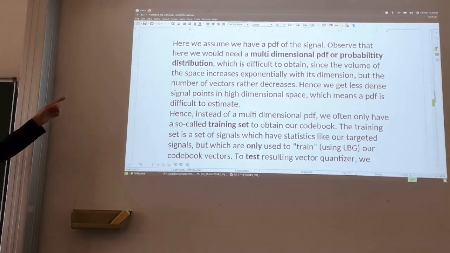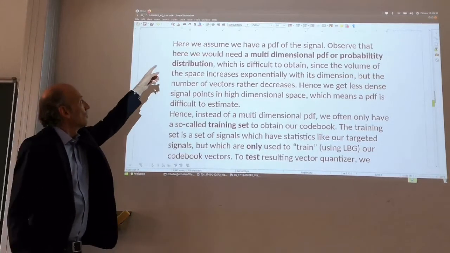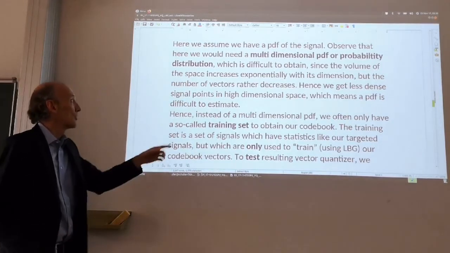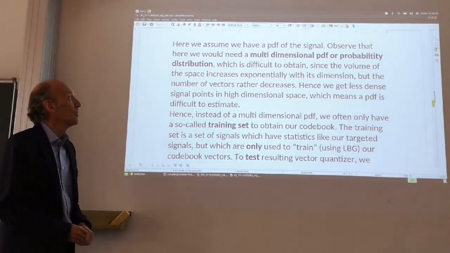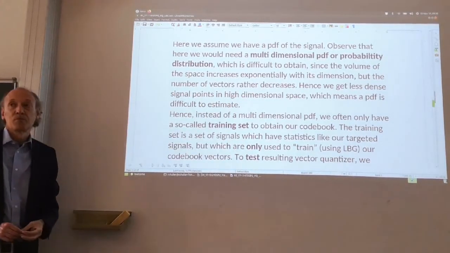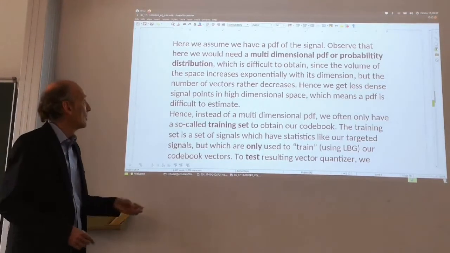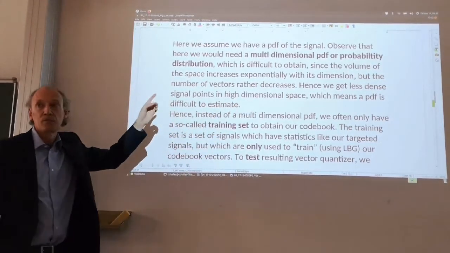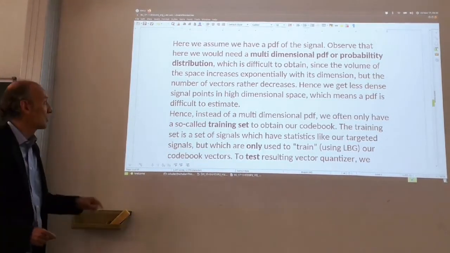Yeah, so here we assume we have a PDF of the signal, the probability density function. But observe that here we would need a multidimensional PDF or probability distribution, which is in general difficult to obtain, since the volume of the space increases exponentially with its dimension, but the number of vectors rather decreases. So that's the problem. We have only a coarse sampling of our n-dimensional space. So we get fewer points in the high-dimensional space, which means the PDF is difficult to estimate. So that's in general the problem that we have with high-dimensional spaces.